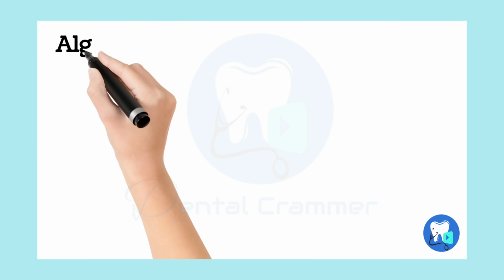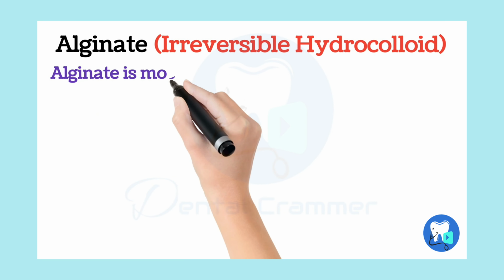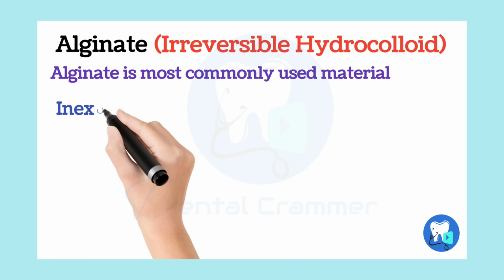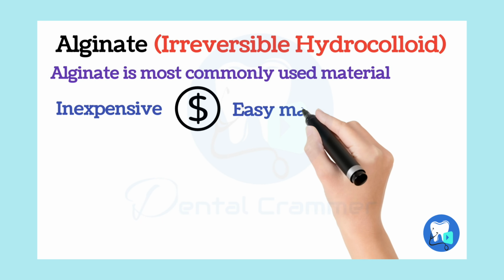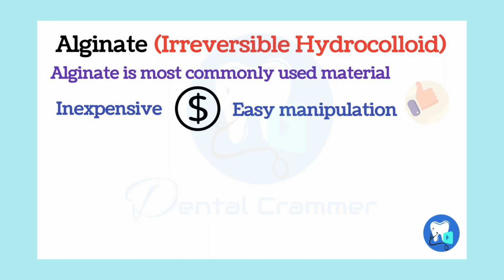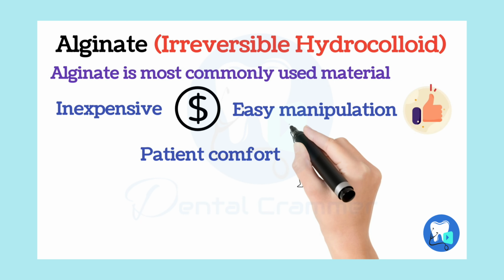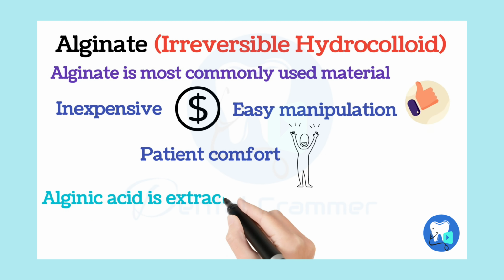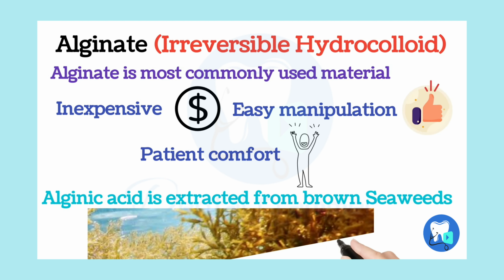Alginate belongs to the group of hydrocolloids and is irreversible in nature. Alginate is the most widely used impression material in dentistry as it is relatively cheap, easy to manipulate, and more comfortable for the patient. Alginic acid is a biopolymer from a marine source. It is extracted from brown seaweeds.